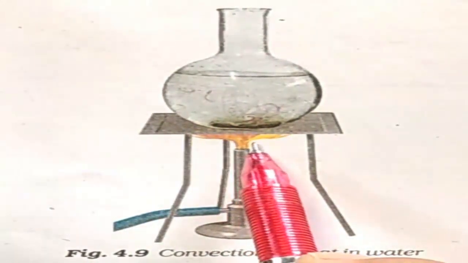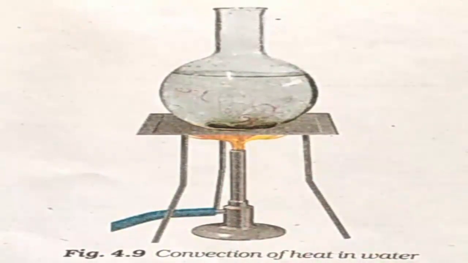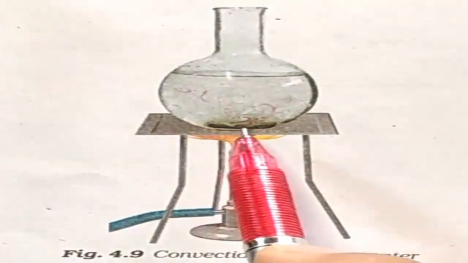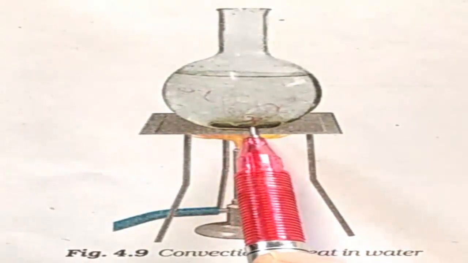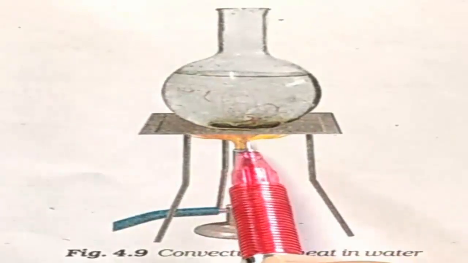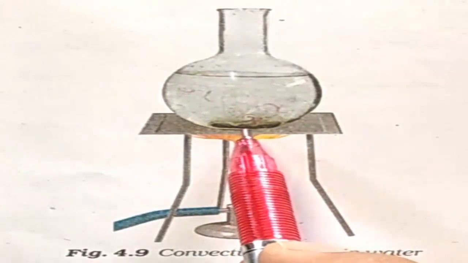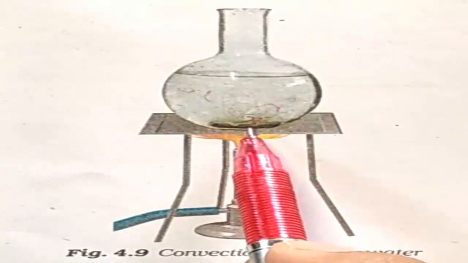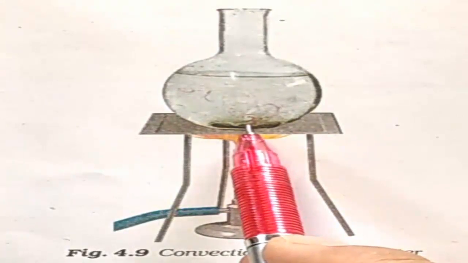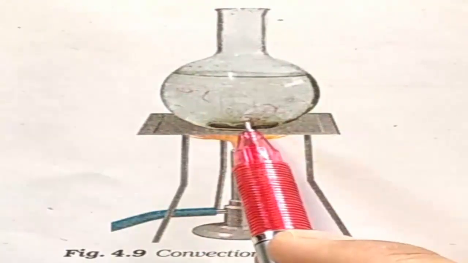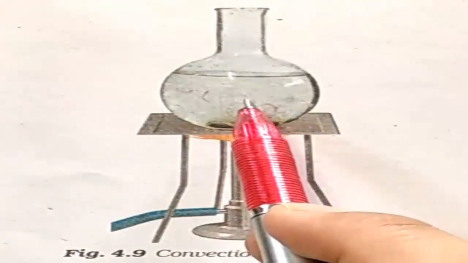and in order to see it clearly, we have to put potassium permanganate at the bottom of the flask using a straw without disturbing the water. At first, the flame will heat the potassium permanganate, and when the flame heats the water at the bottom, it rises up. Hot water rises up, and we can clearly see the potassium permanganate going upward.